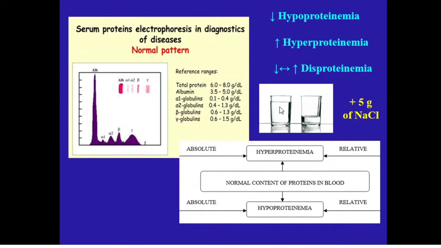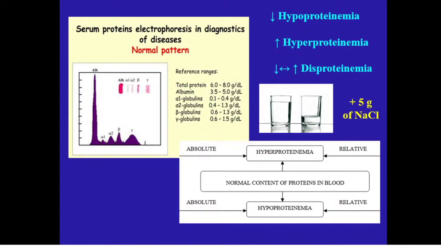And, of course, relative hypoproteinemia can be observed. Put more water into the blood, so water intoxication or some inflammatory processes in edemas, which lead to water coming inside the blood stream, will lead to relative hypoproteinemia.